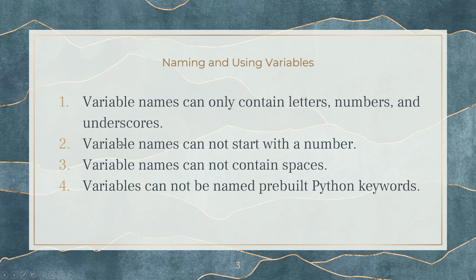So if you want to have a variable like name underscore 1, that is completely reasonable. But what you cannot have is 1 name. That will cause an error inside your code. Instead, you can have name1.